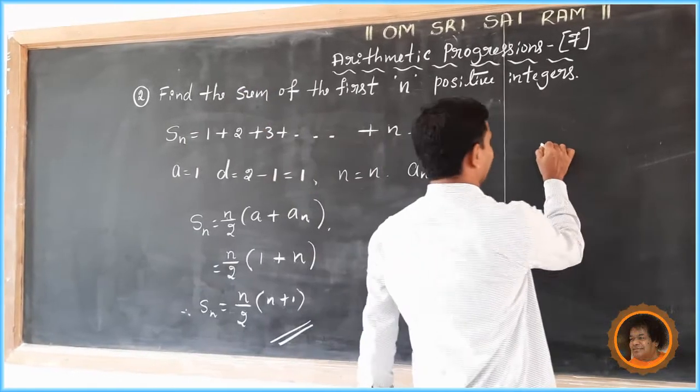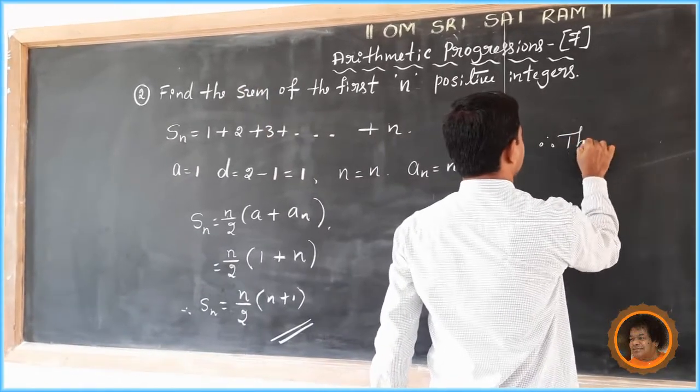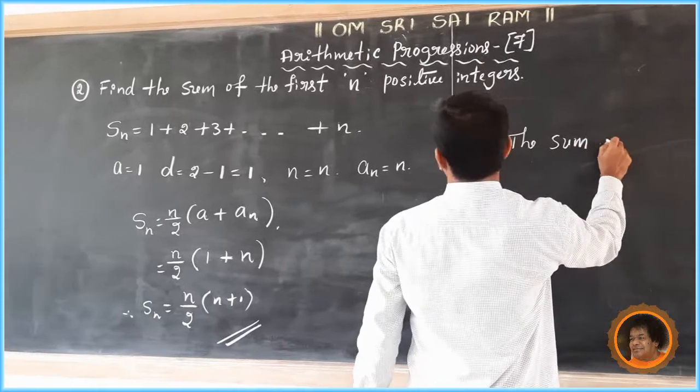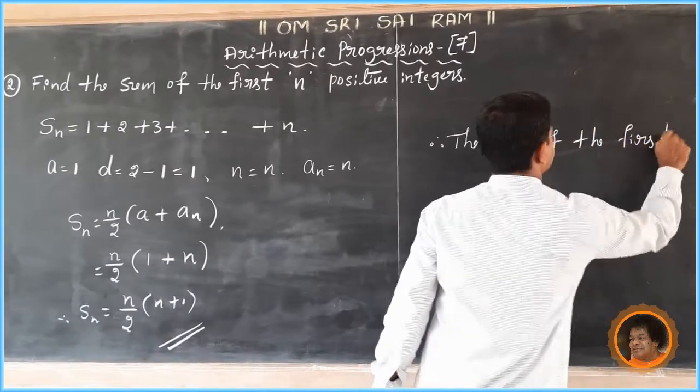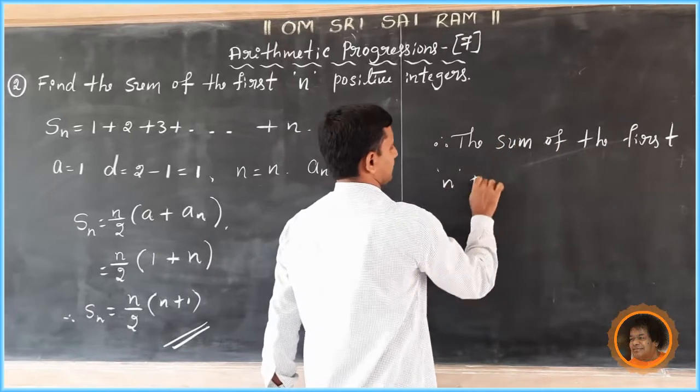Therefore, the formula is the sum of the first n positive integers.